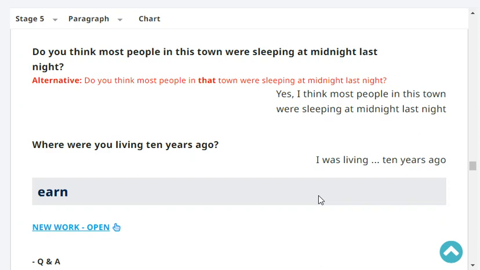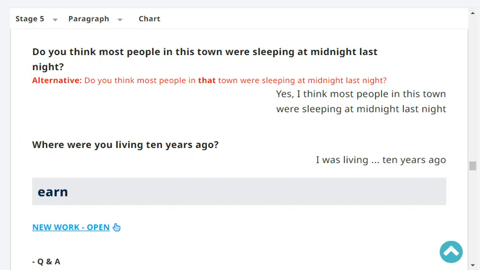Okay, nice. Do you think most people in your town were sleeping at midnight last night? Yes, I think most people in my town were sleeping at midnight last night.